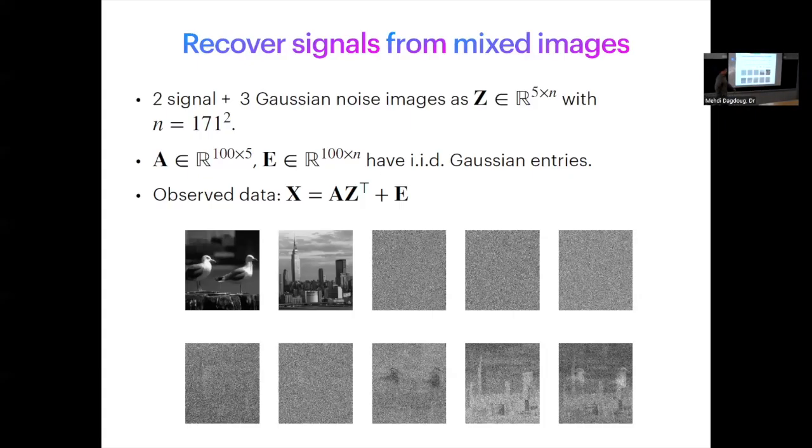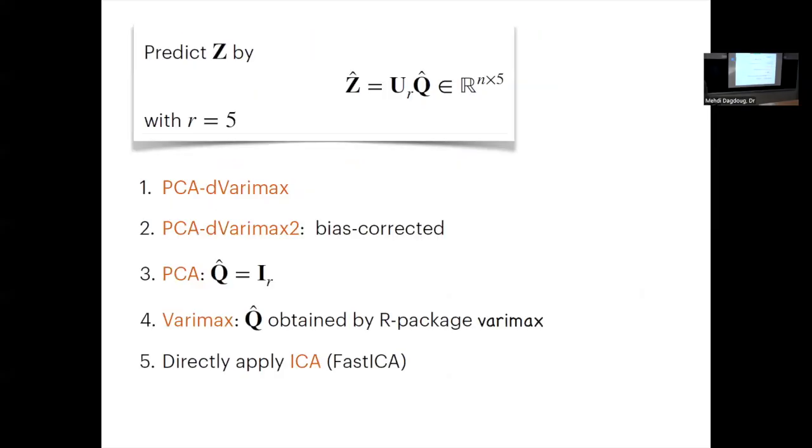And one is the Seagull in New Jersey, and this is in Manhattan. I was doing this project while I was in New Jersey, so those are the 2 images I picked up that matched my interest at that time. Okay, so how do we predict Z? As we said, we do principal components, and we do varimax to select the rotation, and then we rotate. This is the Z hat. And we choose R equal to 5 because we know the low dimensional structure is in 5 dimensions, although 2 are signal, 3 are noise.